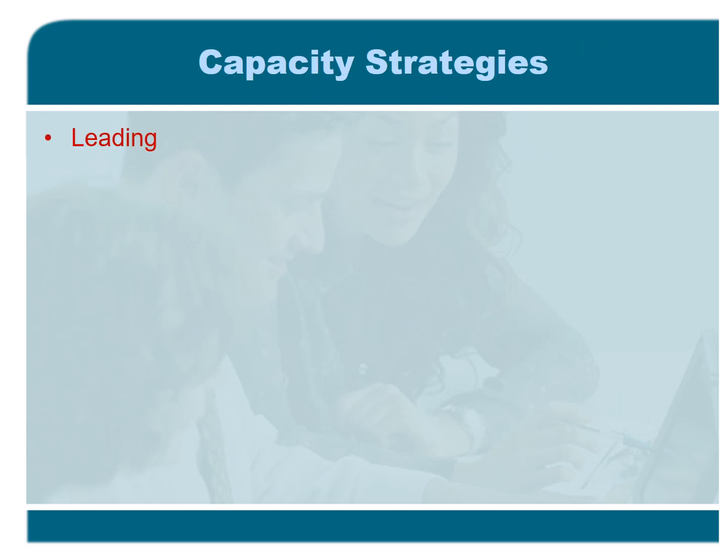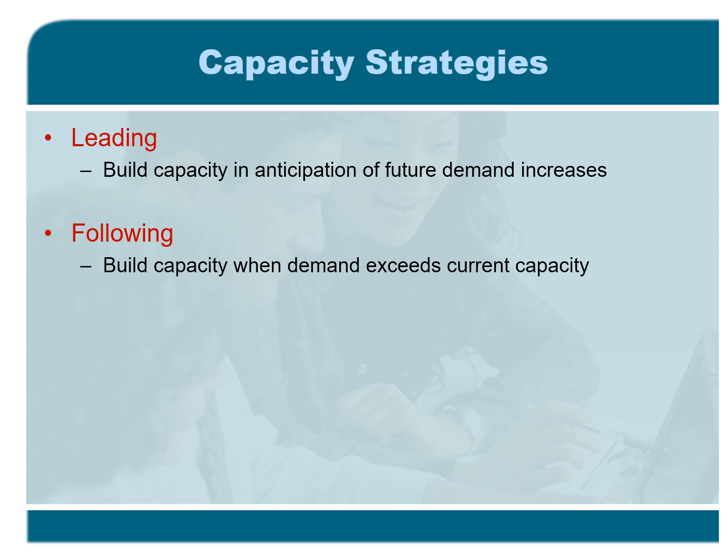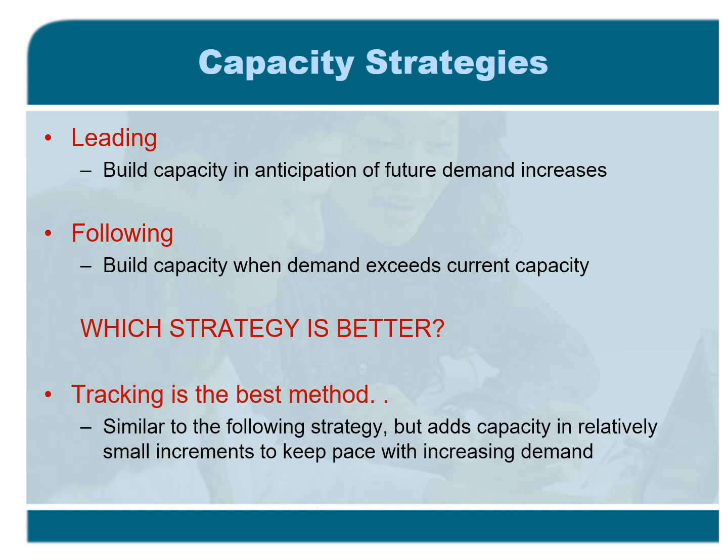Some capacity strategies are leading, by building capacity in anticipation of any future demand increases, and following, by building capacity when demands exceed current capacity. Which strategy is better? Tracking really is the best method, similar to the following strategy, but adds capacity in relatively small increments to keep pace with the increased demand.